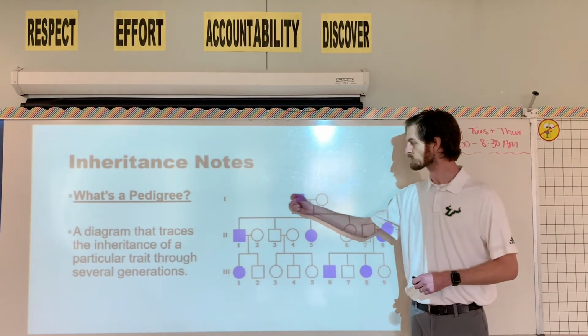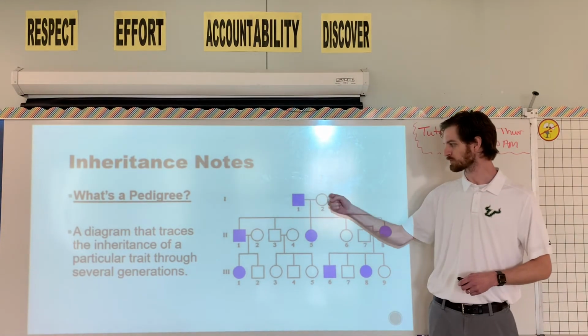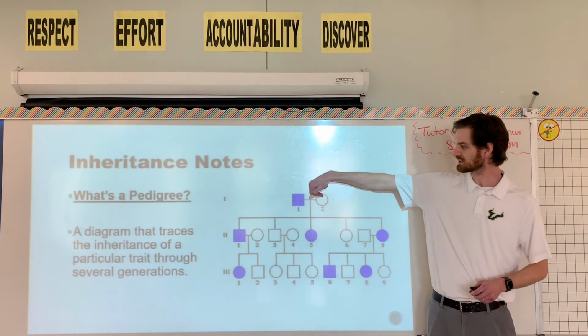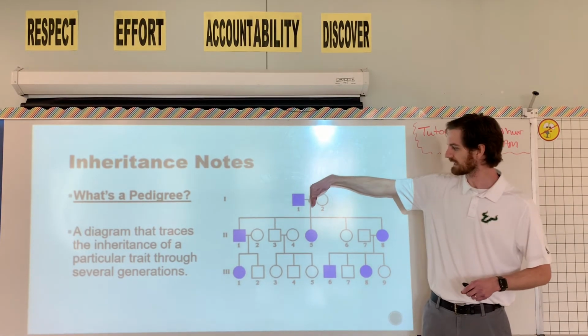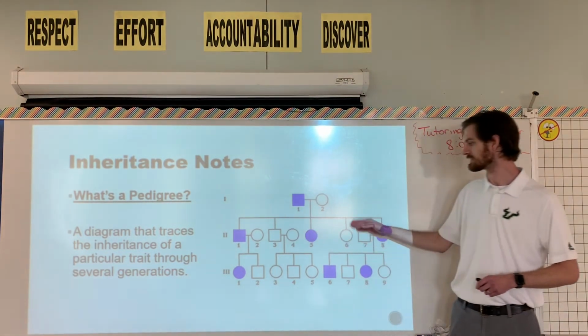Okay, remember that squares represent males, circles represent females. Any horizontal lines represent a marriage or some sort of reproductive event here. And any vertical lines coming out would be the overall offspring.